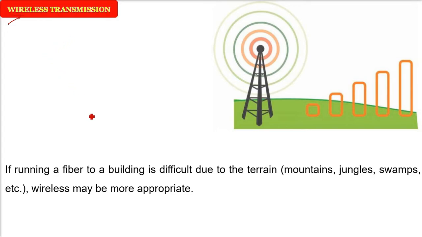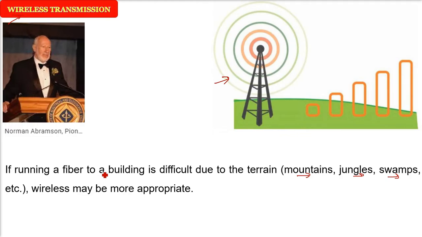So if running a fiber or a cable, say from a building to a place where the terrain is difficult, undulated terrain, mountains, jungles, swamps, the wireless is the best idea. The best appropriate way of communication or transmission is wireless.